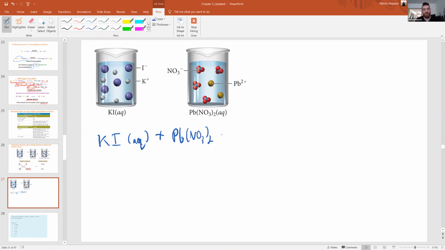Pb(NO3)2 aqueous, and it reacts and you switch the cations. You get KNO3, which is going to be aqueous, right? Because NO3 is always soluble, K is always soluble, plus PbI. Lead is a 2 plus charge here, so it's going to be PbI2.